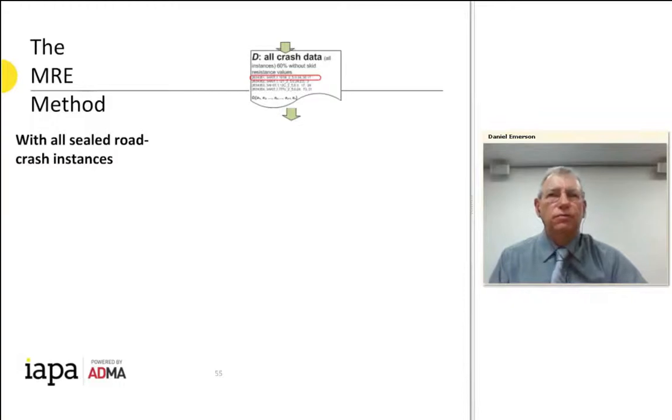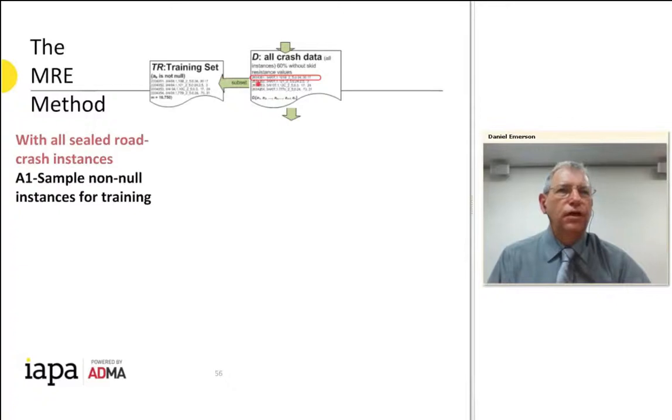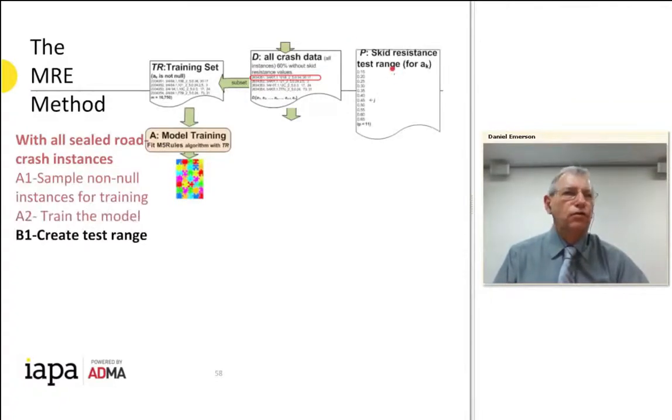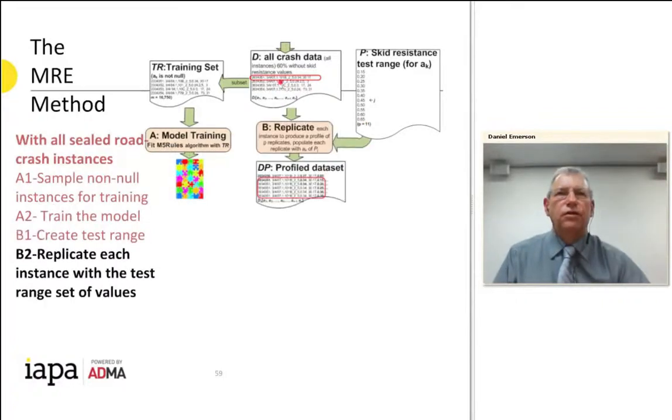And so we train the model. We then devised a test range of skid resistance going from 0.15 through to 0.65. We then replicate each instance. So this instance here is replicated by the number of test range values, and so we end up with 11 copies of that replicate, each with a different value of the variable of interest. We then apply the model so that a prediction is made on the basis of each of these values up here.